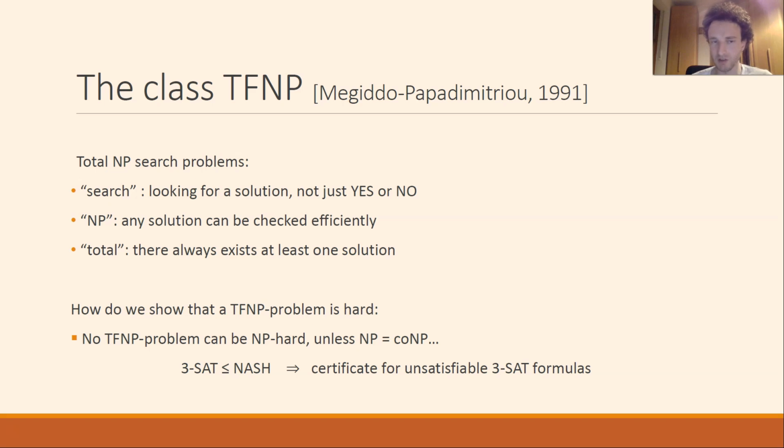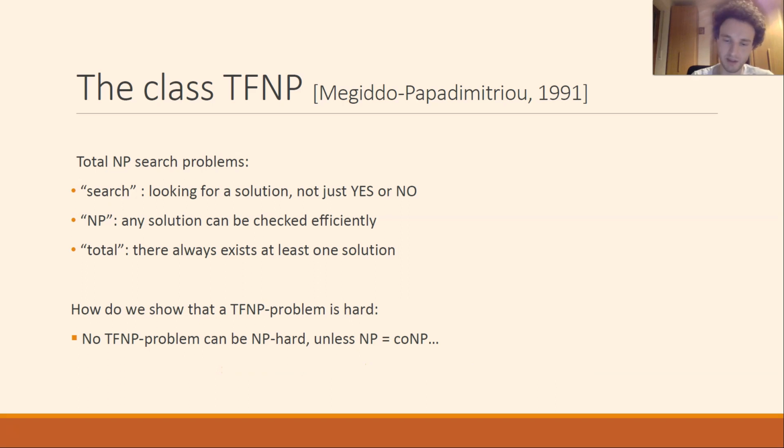Now, because Nash is total and solutions can be verified efficiently, that immediately implies that you can have small certificates for unsatisfiable 3SAT formulas. In other words, 3SAT lies in coNP. And as a result, you get that NP equals coNP. So the summary here is, unless NP equals coNP, NP-hardness is not the way forward.